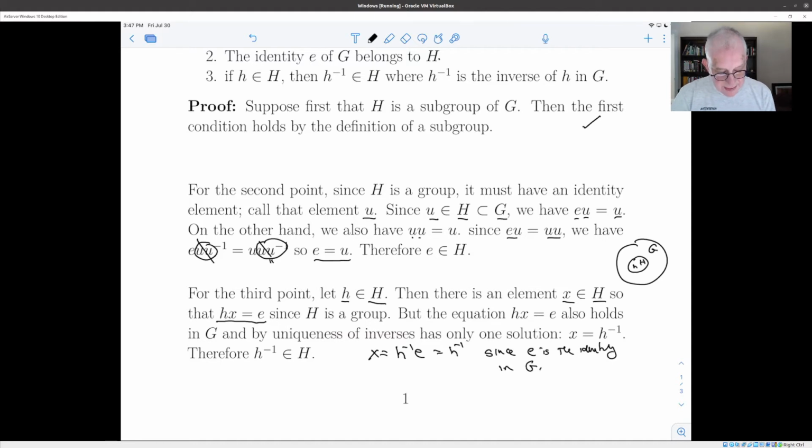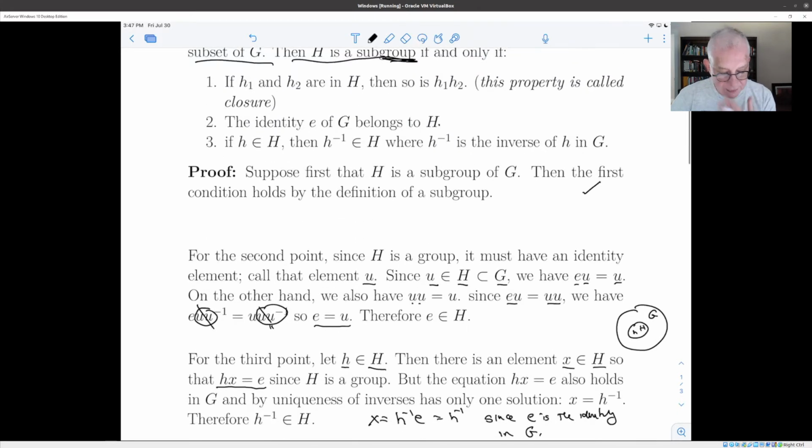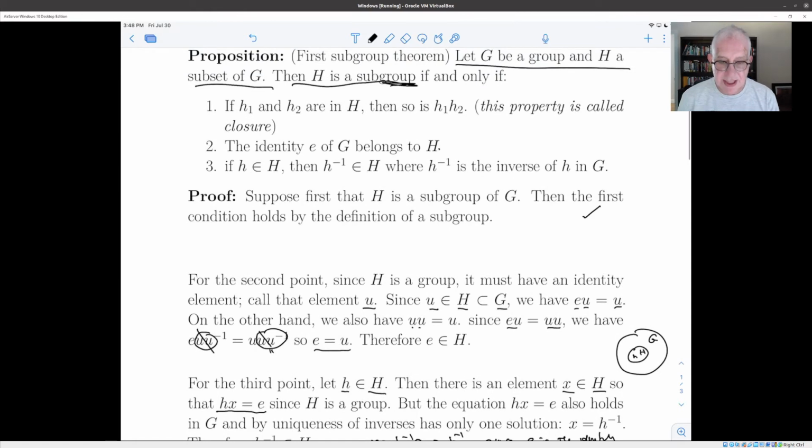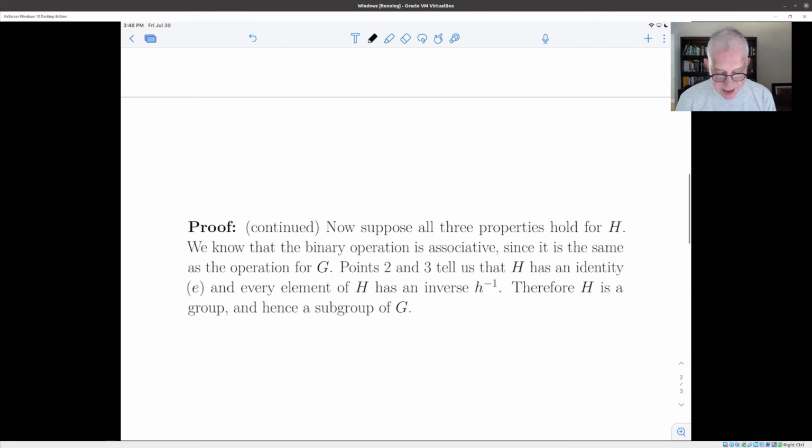In other words, x, which is an element of H, is equal to h inverse, which is the inverse in G. And that tells us that h inverse is actually in H. So we started out by assuming that H was a subgroup, and we proved these three properties. To finish the proof of this theorem, we now need to assume these three properties and show that H is a subgroup. That's actually easier.